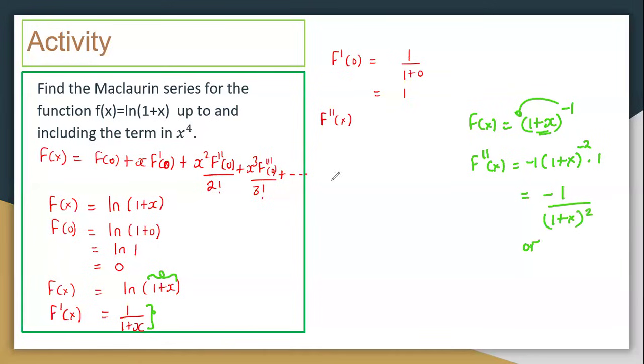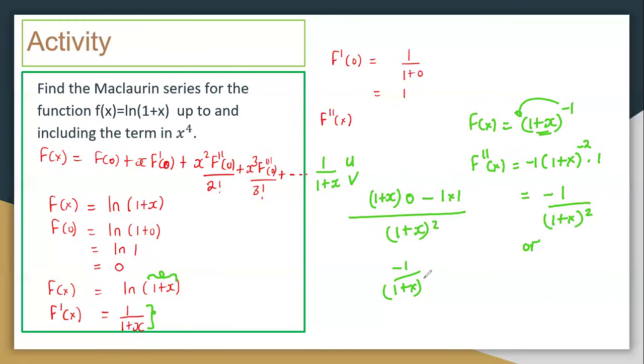Alternatively, another person can say, let me use the quotient rule. You say this is your u and this is v. Then you go on and say my v is 1 plus x times my du, which is 0, minus my u, which is 1, then times this, which is still 1, divided by 1 plus x, everything squared. So you end up with negative 1 out of 1 plus x squared.